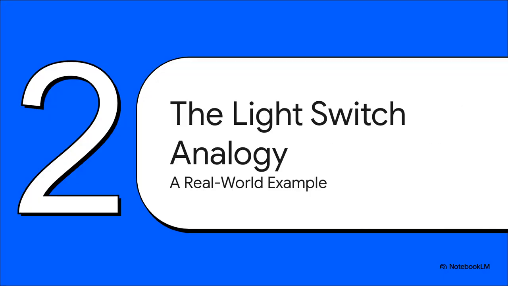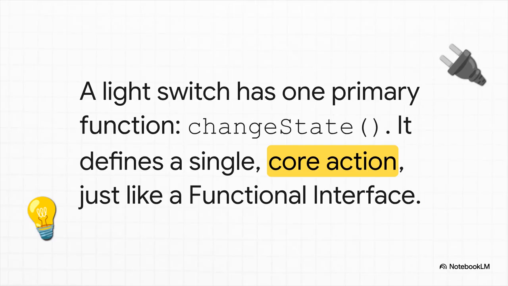Now, I know one abstract method might sound a little academic, so let's make it super intuitive with a simple, real-world analogy. Think about a light switch. It doesn't matter if it's a toggle, a dimmer, or a button. Its main purpose, its fundamental job, is to do one thing: change the state of the light. That change state function is its single abstract method. The light switch is pretty much our perfect real-world example of a functional interface. It's designed to do one job, and do it well.